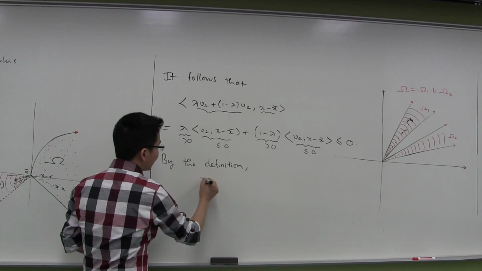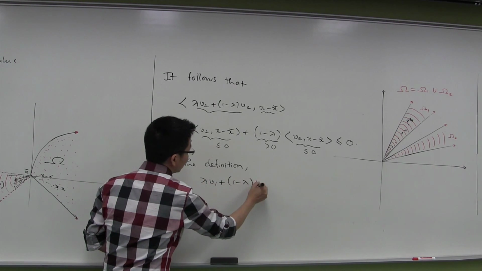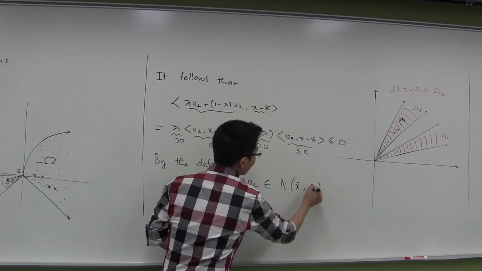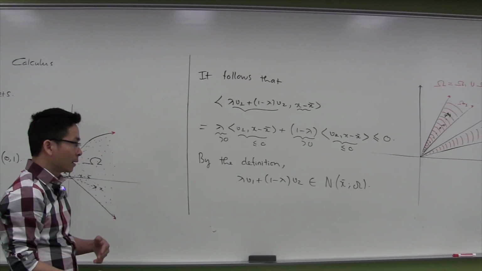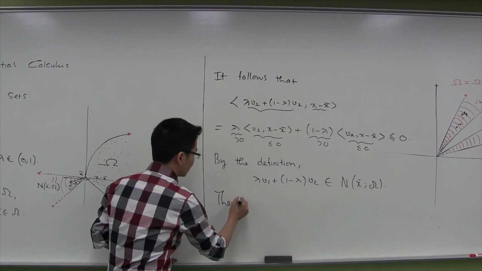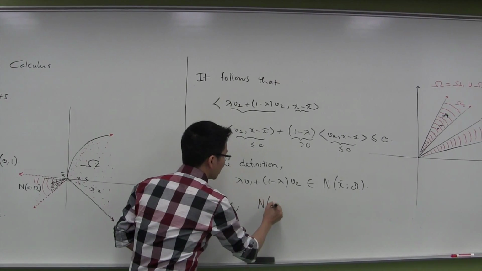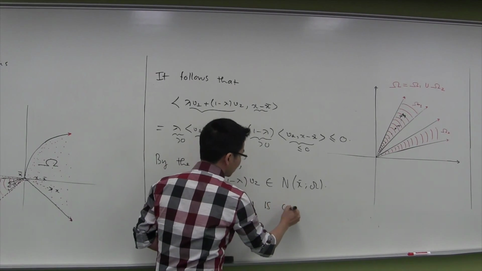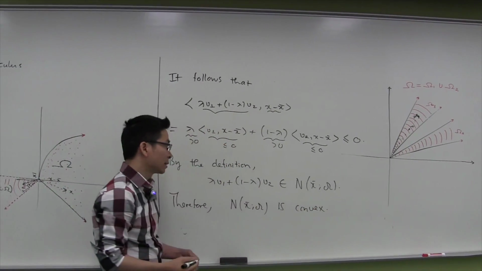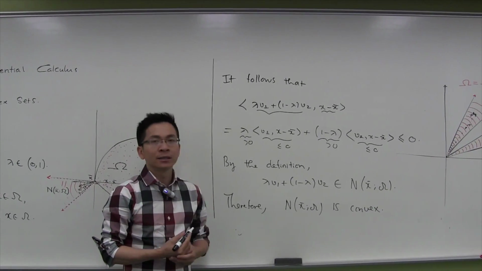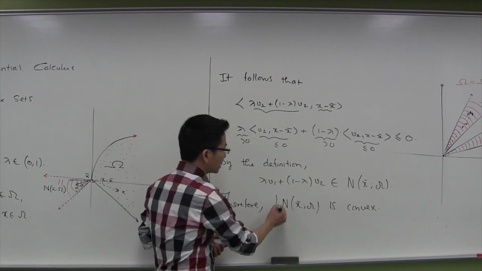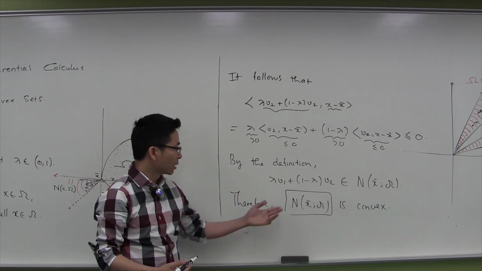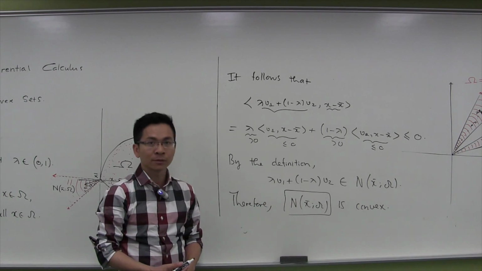By the definition, we have that lambda V1 plus 1 minus lambda V2 belongs to the normal cone to the set omega at x bar. So therefore, the normal cone to the set omega at x bar is convex. Okay, and we can easily prove that this set is closed. So I'm going to leave it as an exercise. We can see the detailed proof from the textbook.